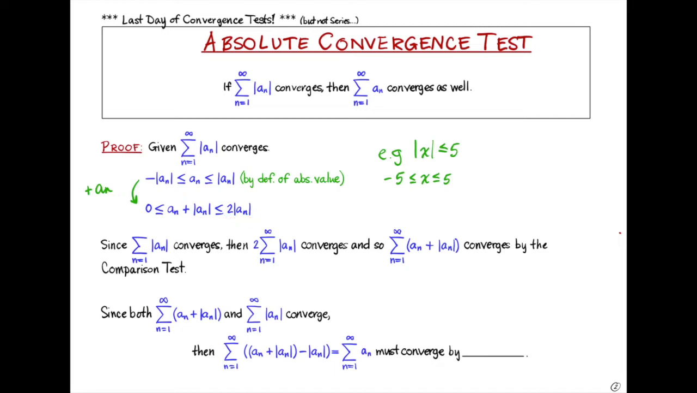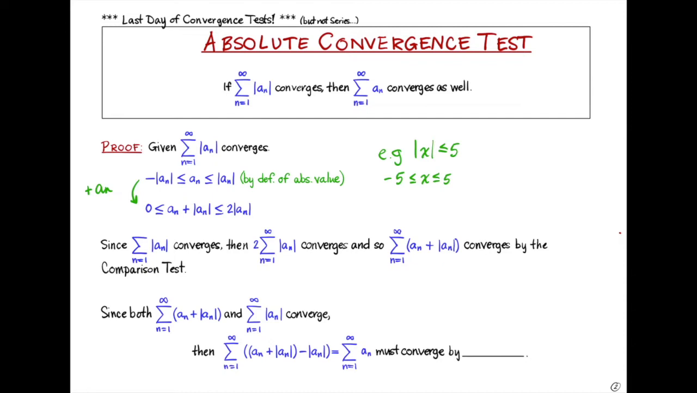And now we have two converging series. Since it's given to us, the series of the absolute value of a sub n converges, and so twice the series of the absolute value of a sub n also converges. And so by the comparison test, we have a sub n plus the absolute value of a sub n bound below by 0 and above by something we know converges. And so the sum from n equals 1 to infinity of a sub n plus the absolute value of a sub n has to converge as well.